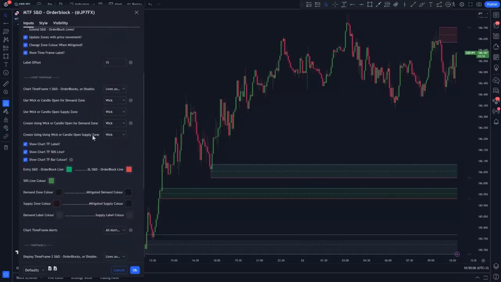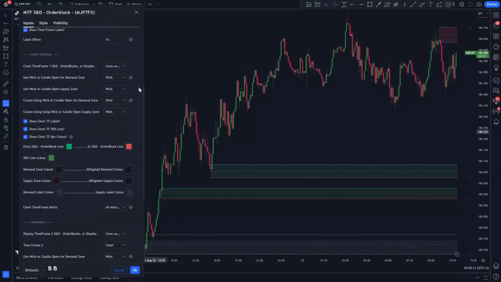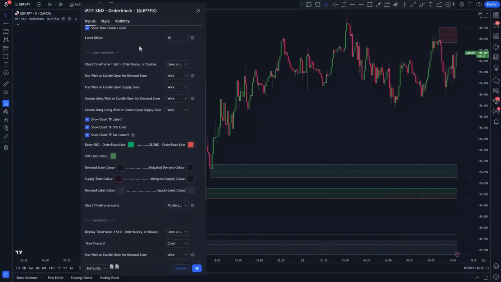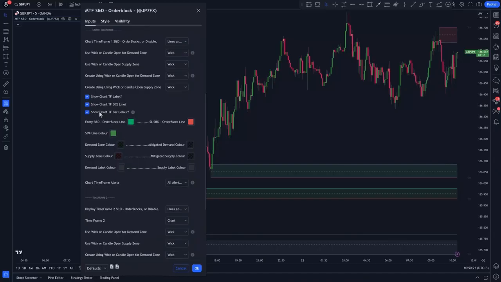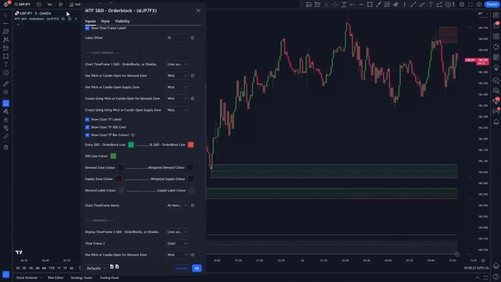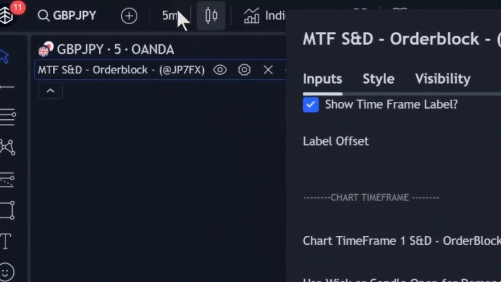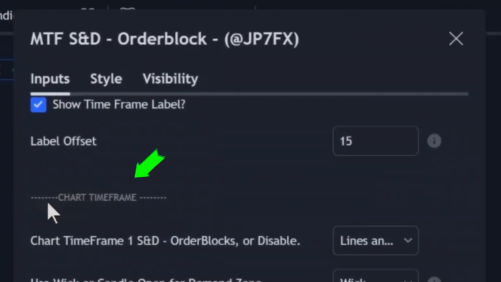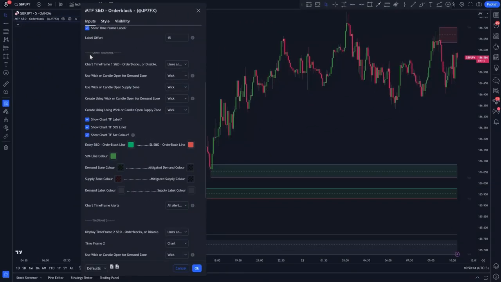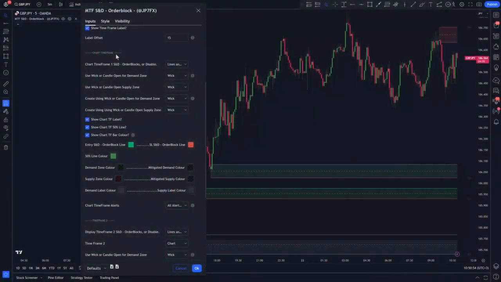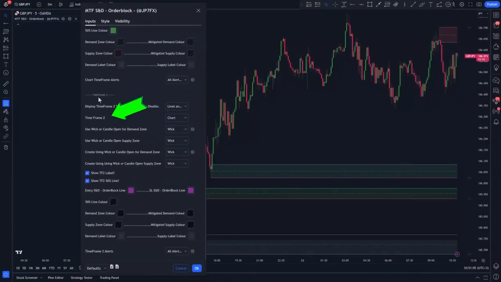But the most important thing about this indicator is the fact that you can have it display the supply and demand zones of a time frame that is different from that of your chart. So for example, if you are on a 5-minute time frame, the settings for that time frame are going to be under chart time frame. Now, if you need to have any other time frame, let's say you want to see the supply and demand zones of the 1-hour time frame while still being on the 5-minute time frame, you simply come here under time frame 2, and right here you will be able to select any time frame that you want. It could be a higher time frame or a lower time frame.